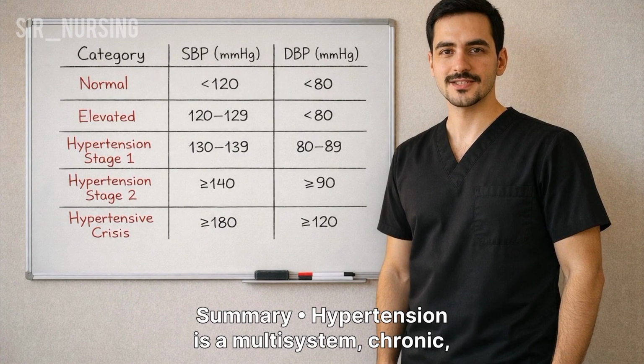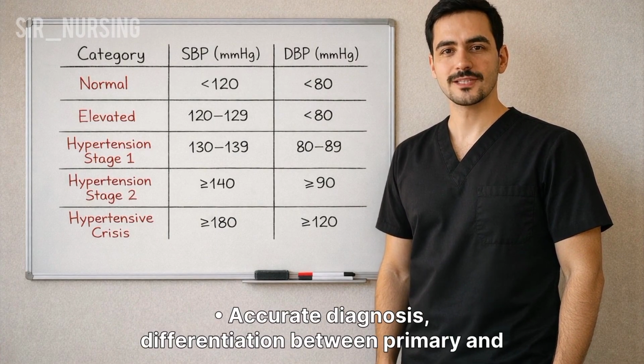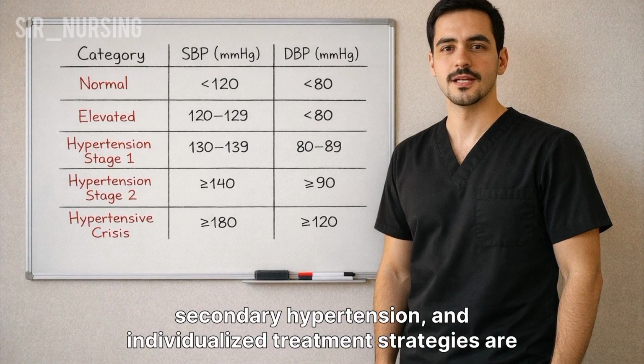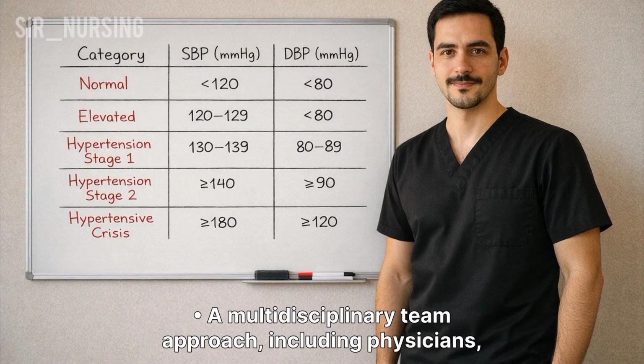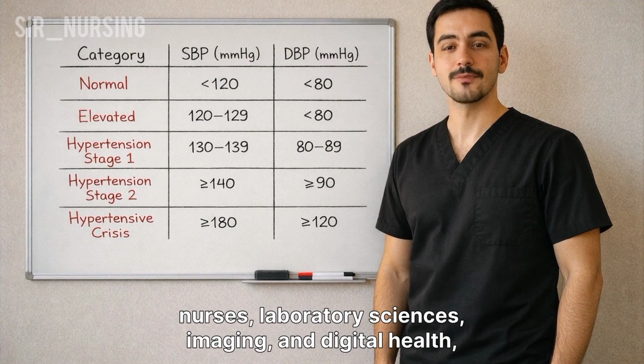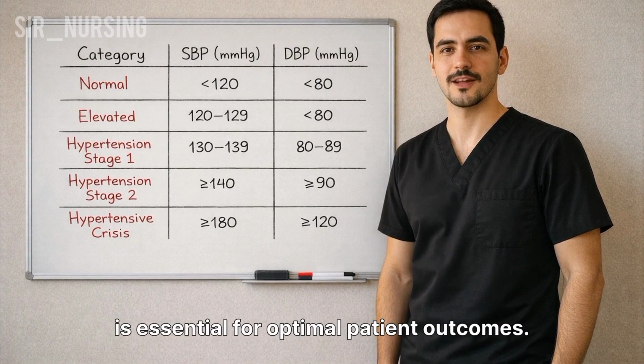Summary: hypertension is a multi-system, chronic, and preventable disease. Accurate diagnosis, differentiation between primary and secondary hypertension, and individualized treatment strategies are fundamental to effective management. A multidisciplinary team approach, including physicians, nurses, laboratory sciences, imaging, and digital health, is essential for optimal patient outcomes.